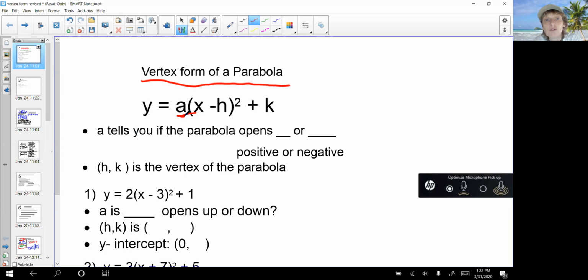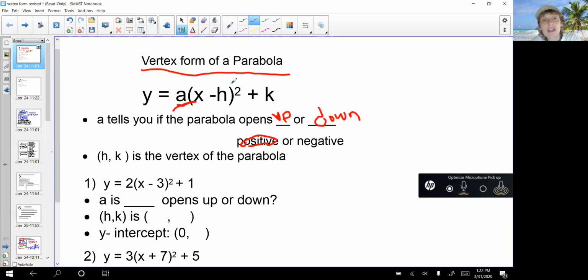A tells you whether the parabola opens up or down. If it is positive, it's going to open up, so we're going to write down the word up here. If the A is negative, then it's going to open down. The H and the K in this form give you the vertex of the parabola.